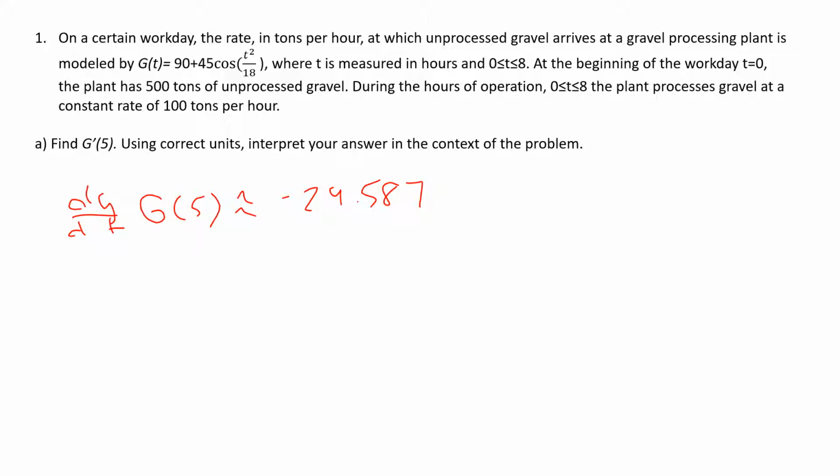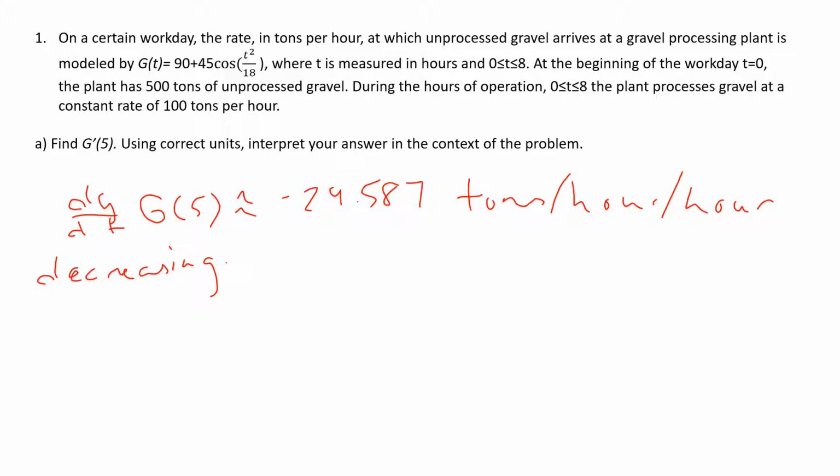Now remember, G of t is a rate in tons per hour. We've taken the derivative of this rate, so now the units become tons per hour per hour, or tons per hour squared if you will. It's also negative, so we know that something is decreasing.